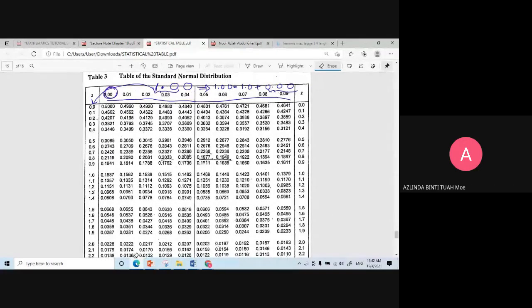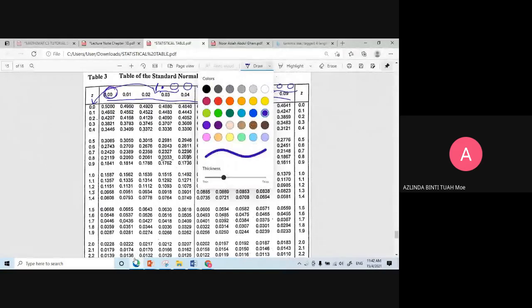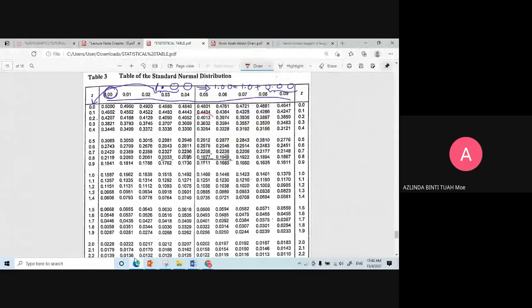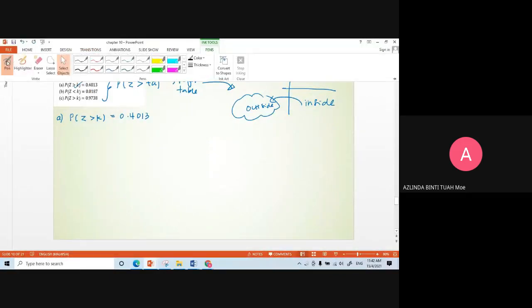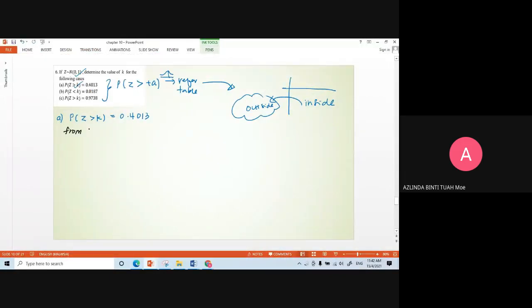Mana tadi 0.4? 0.4 yang ni kan? So dia 0.25. 0.25. So from table, P(Z greater than 0.25) is equal to 0.4013. Therefore, K equals to 0.25. Okay, question B.